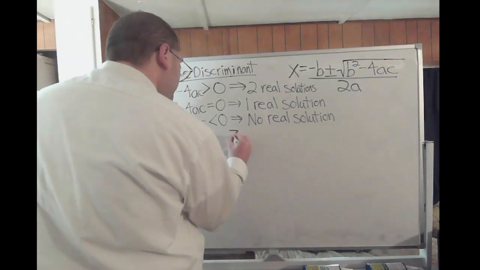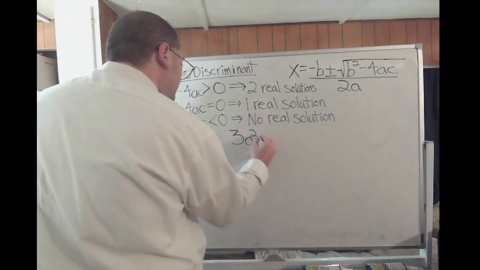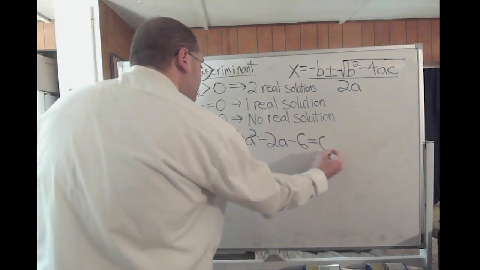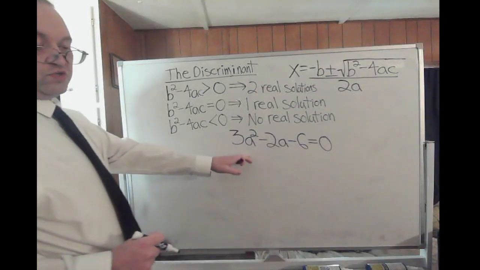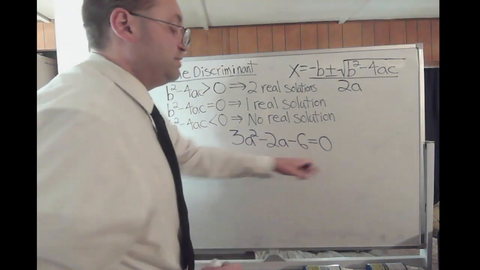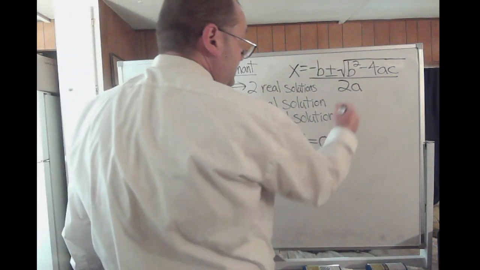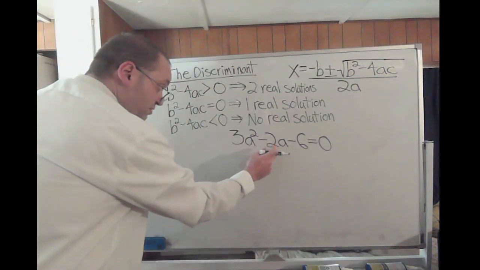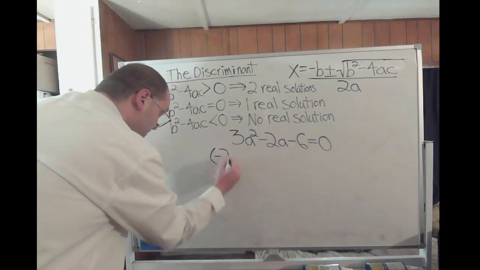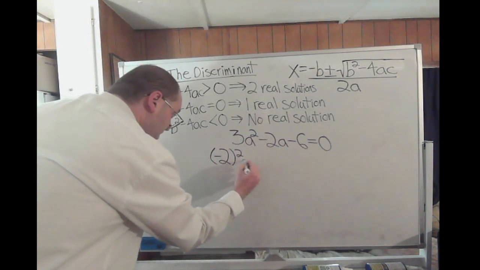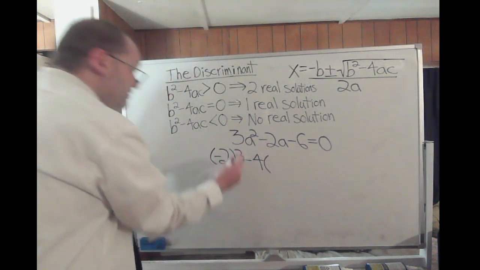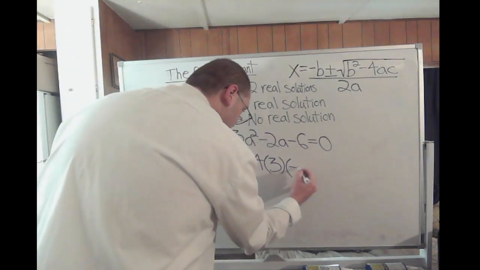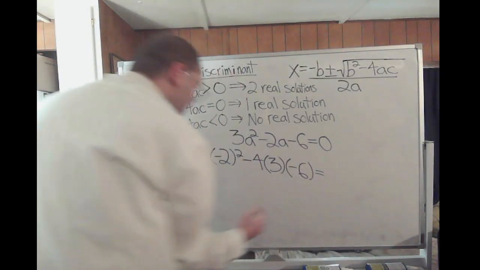Alright, 3a squared minus 2a minus 6 equals 0. So we have 3a squared minus 2a minus 6 equals 0. So let's do the discriminant formula again of b squared minus 4ac. Your b coefficient is going to be negative 2, so you'll take that negative 2 to the second power minus 4 times your a coefficient of 3 times the c coefficient of negative 6, which we simplify.